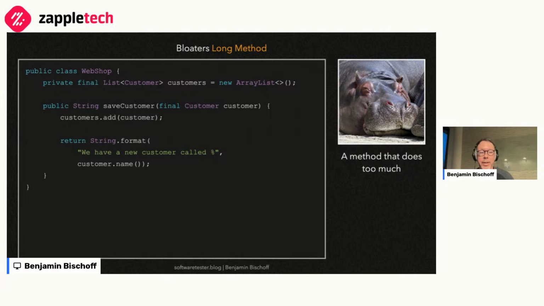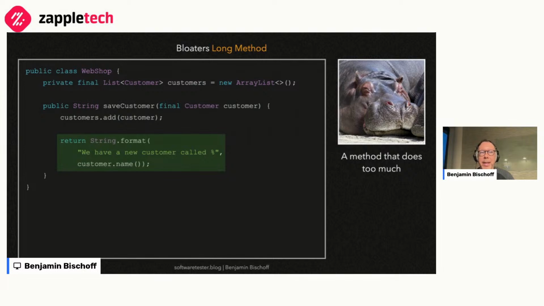Again, I will point out the relevant lines so you don't have to try to understand the whole thing at first glance. It is about this method, save customer. Let's imagine we have a webshop class and the save customer method that we pass a customer into. And this will save the customer in some way. In this case, I just added it to a list. But as you see down here, it does something strange. It returns a string saying we have a new customer called, and then it prints out the customer name.